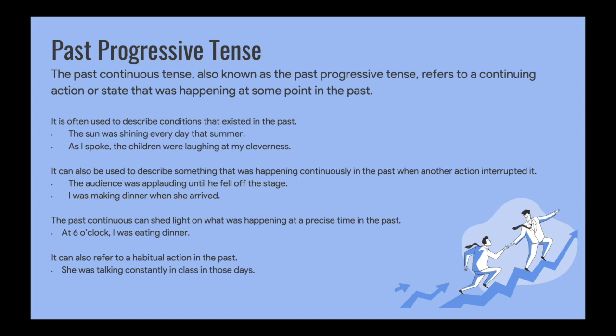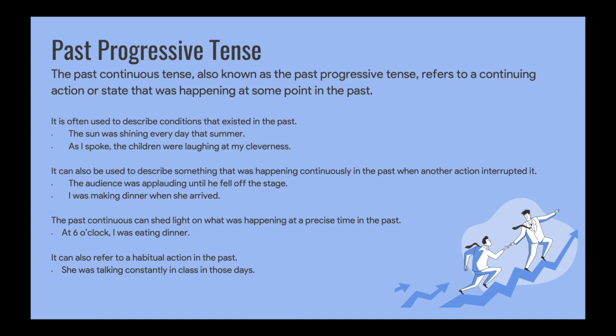And then the past continuous, also known as past progressive, refers to a continuing action or state that was happening at some point in the past. So we can use it to talk about conditions that existed in the past. For example, the sun was shining or the children were laughing. You can also use it to talk about something that was happening continuously in the past when another action interrupted. The audience was clapping until he fell off the stage, or I was making dinner when she arrived. So there is a long action that was interrupted by a short action.